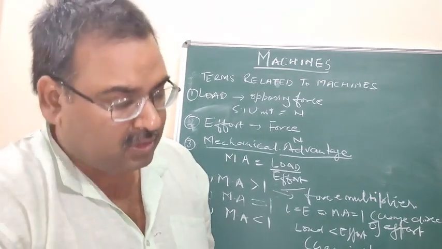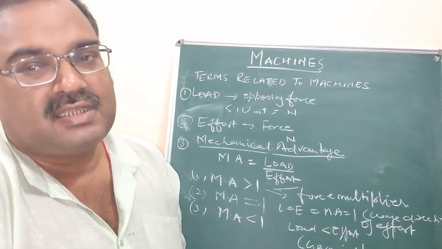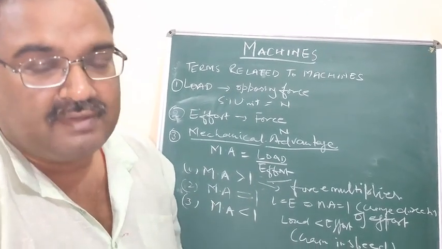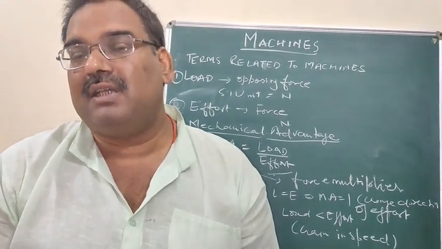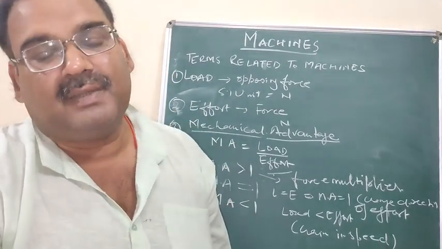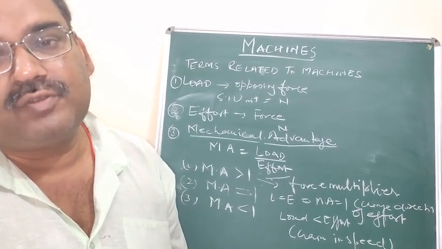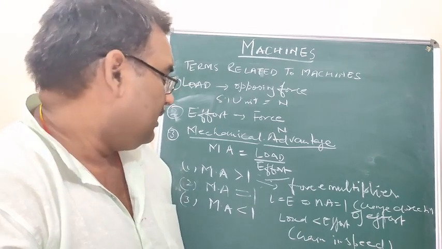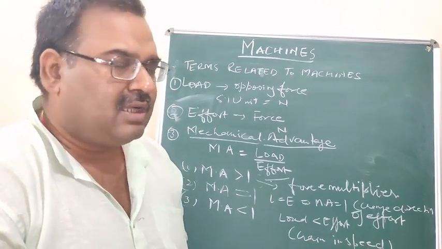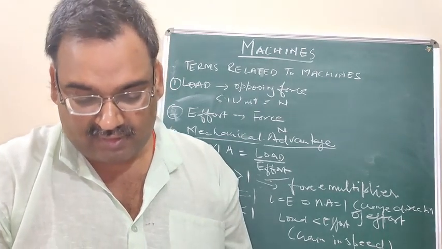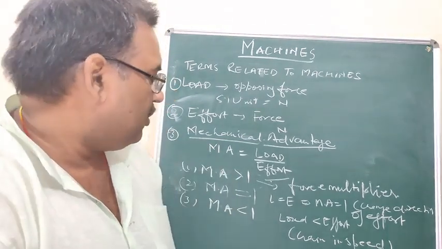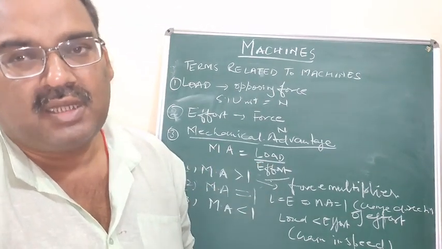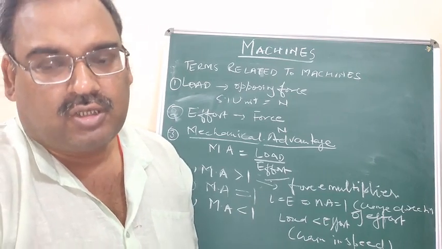So all machines can have mechanical advantage greater than 1, equal to 1 or less than 1. If the mechanical advantage is greater than 1, it is used as a force multiplier. If it is equal to 1, it is used for changing the direction of the effort applied. And if it is less than 1, it is used for gain in speed. Now, the unit of mechanical advantage: it is a pure ratio, because load is a force and effort is also a force, so it has got no unit.